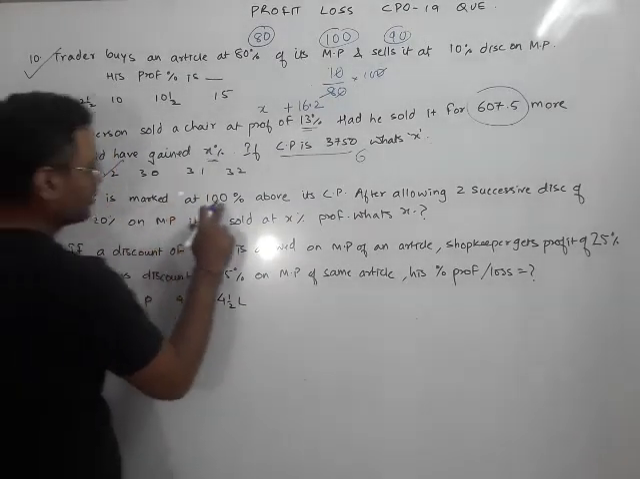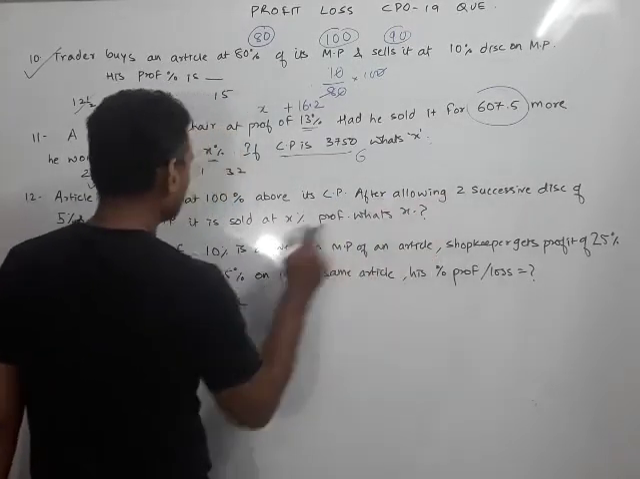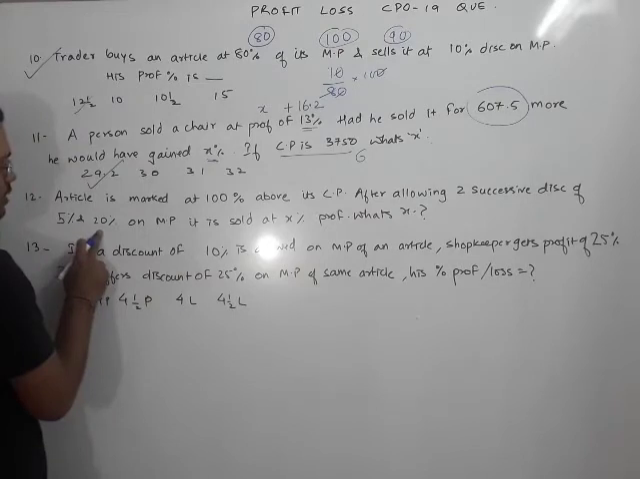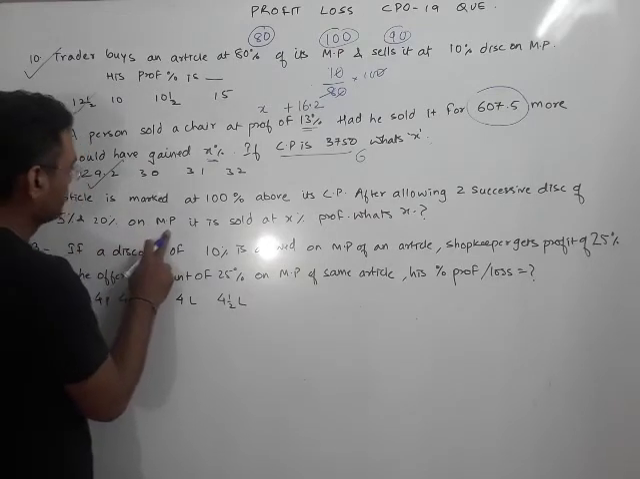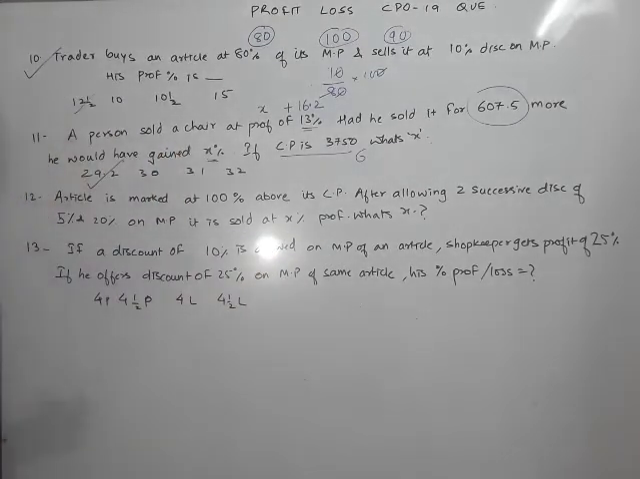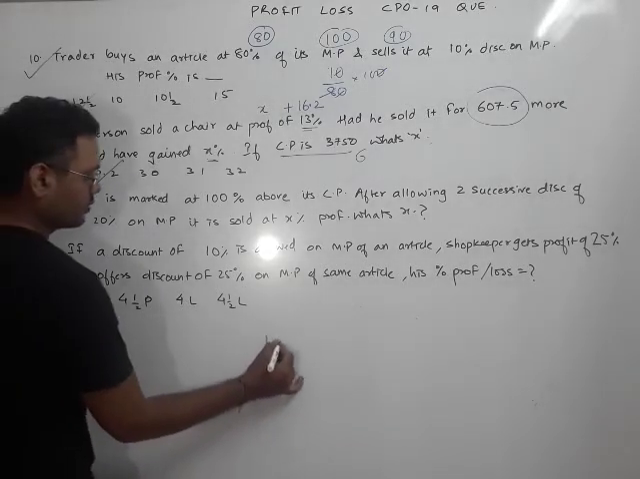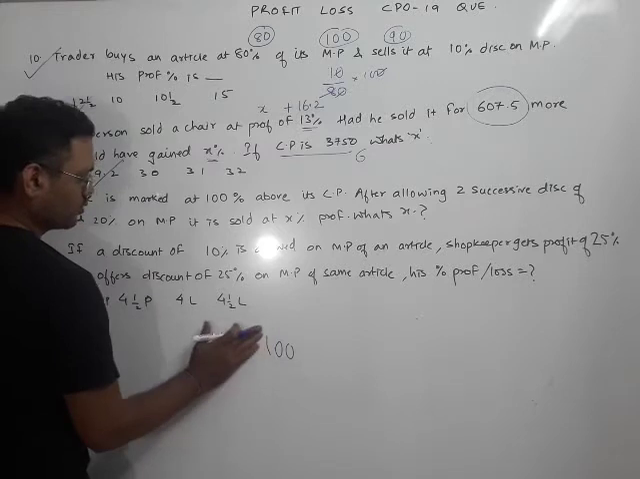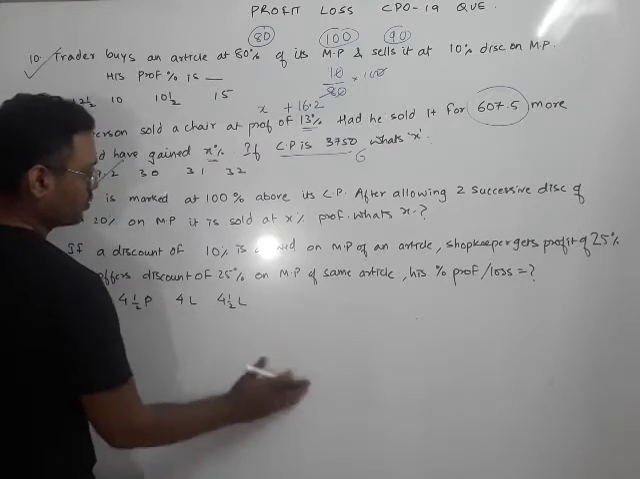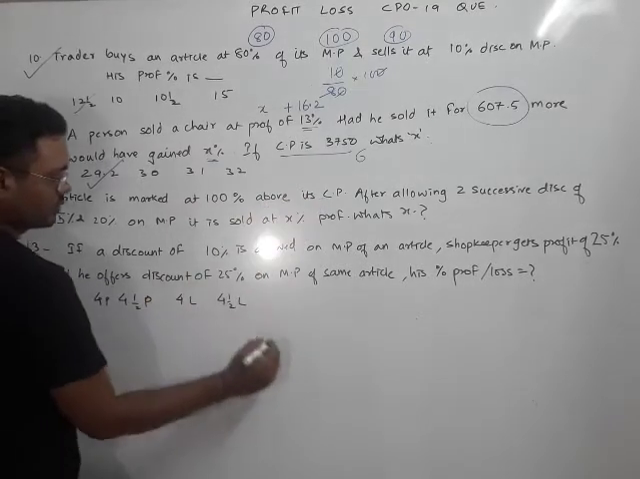An article is marked 100 rupees above its cost price. After allowing two successive discounts of 5% and 20% on the mark price, it is sold at X% profit. Then what is the value of X? The mark price is 100% more above its cost price.